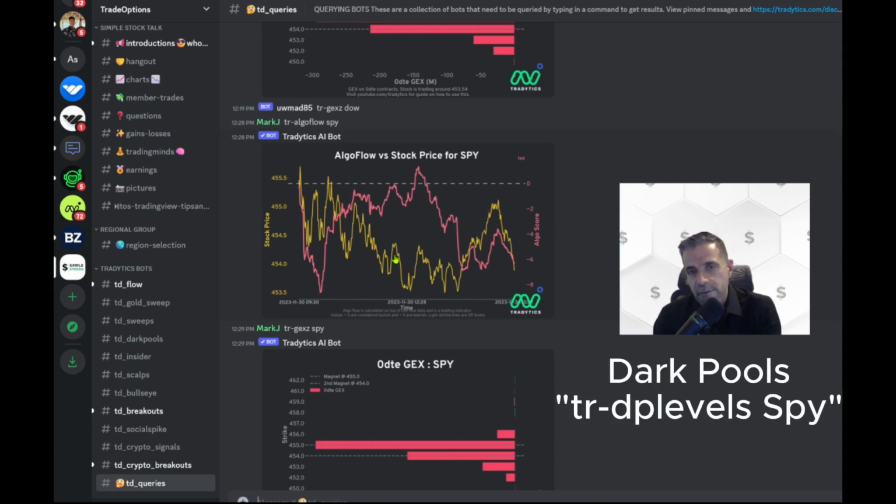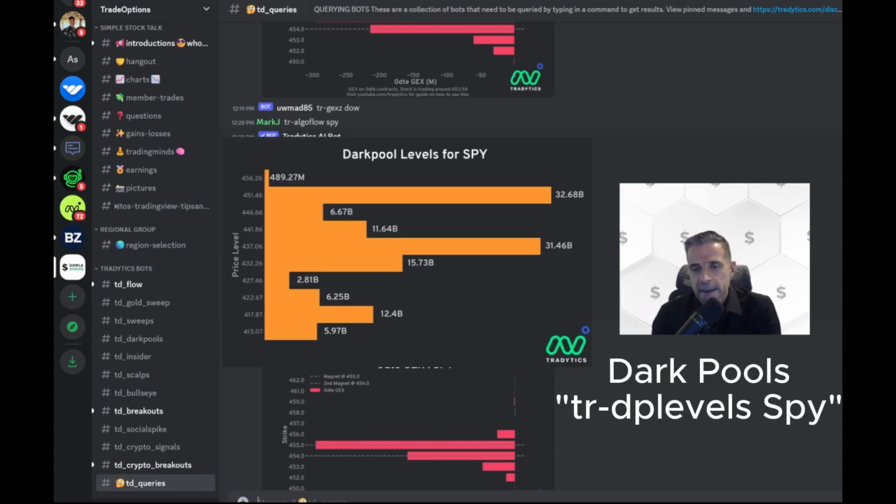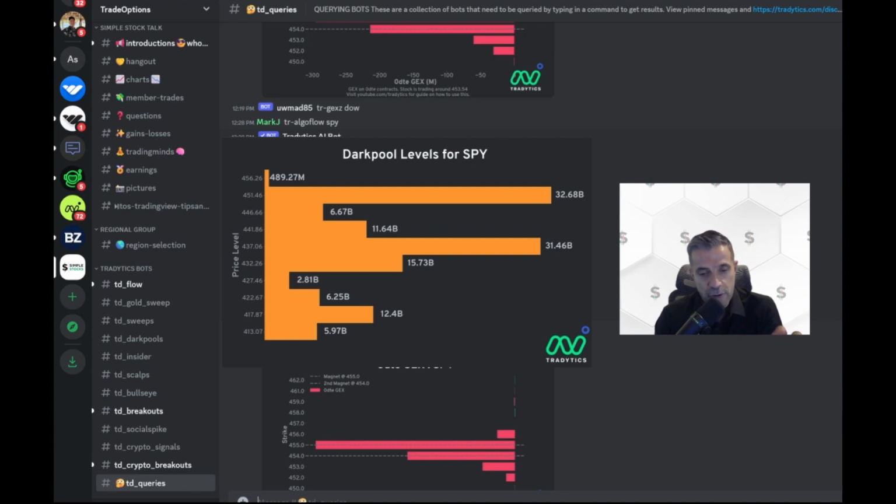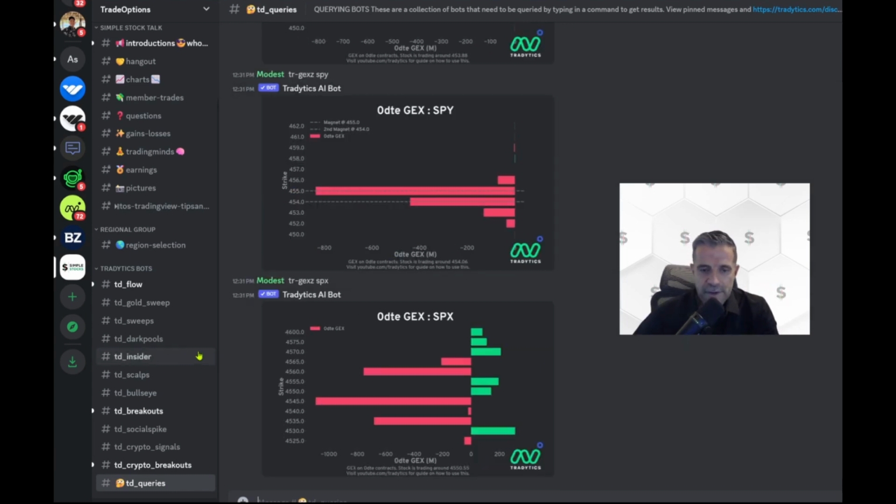Now you can also get what they call dark pools in here. And it's really helpful because sometimes we see a cluster of just dark pool money. What does that mean? It's just a bunch of billions of dollars looking to transact the SPY, for example, at a certain level. That gives us support and resistance. Okay, so we've gone through.